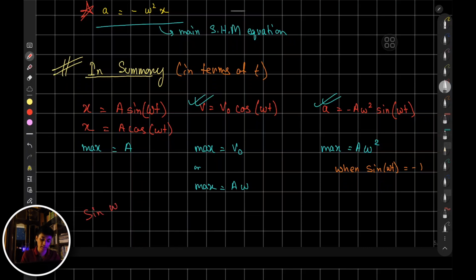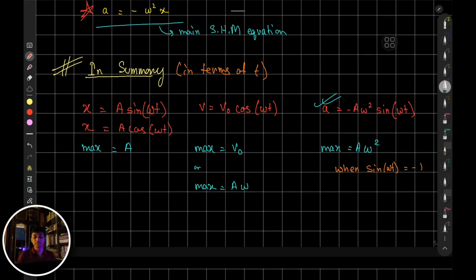theta or sine omega t is always going to be between 1 and minus 1. So if you know that, for any sine function that is true. For any sine function, the maximum value is going to be 1 and the minimum value is going to be minus 1. So if you plug that in, if sine omega t is 1, the maximum value comes out to be amplitude or A. So max value for displacement is A. You already know that from the graph.